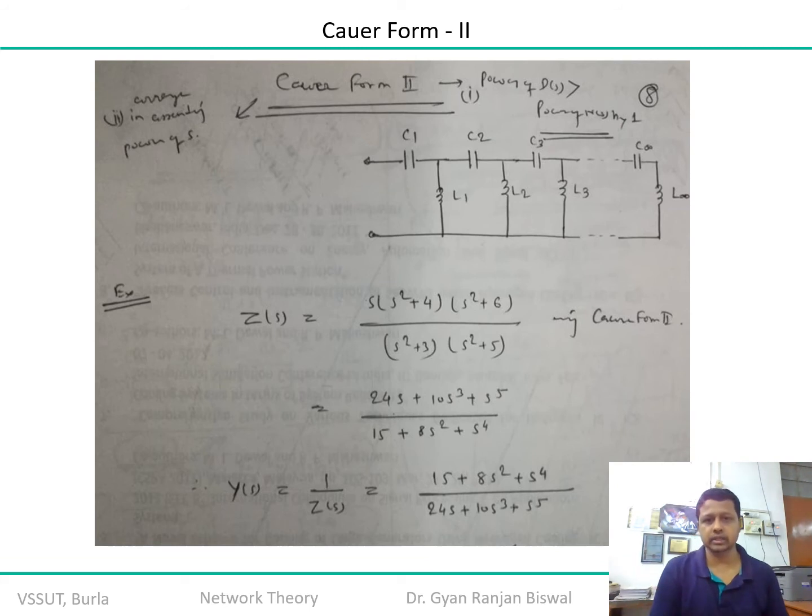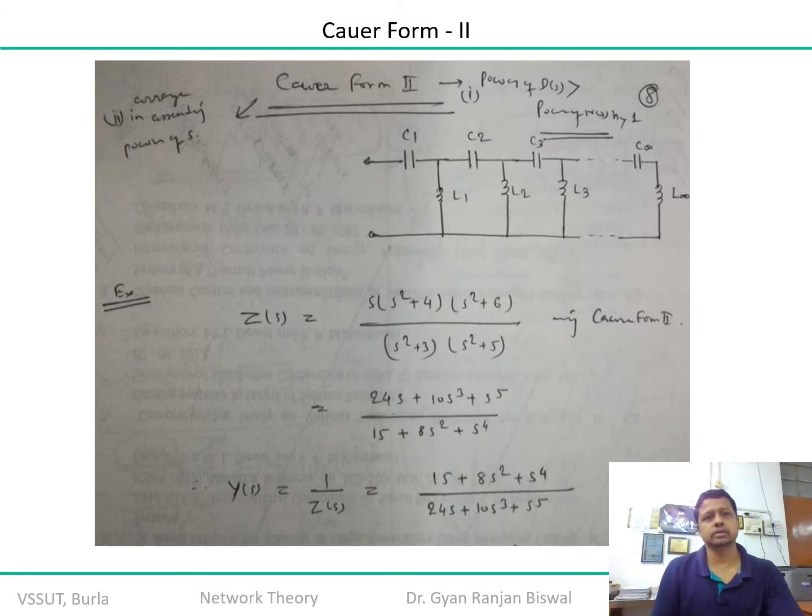If the numerator is at the higher order, apply Cauer form 1. If the denominator is at the highest order and it leads by degree 1 over the numerator, then in that case you apply Cauer form 2. So in case of Cauer form 1, all the series components are represented by the inductive elements, and all the shunt components are represented by the capacitive elements.